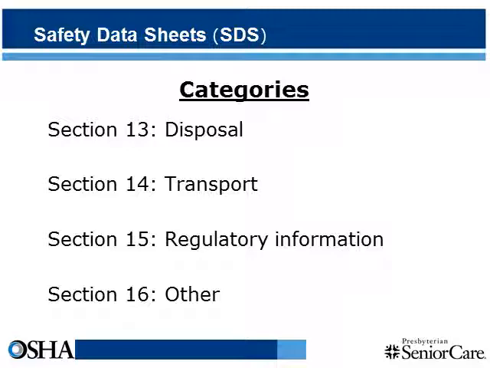Related to that is Section 13, which gives you the proper disposal methods. Section 14 doesn't apply to us too much here, but it does cover how to transport this chemical from one place to another. Section 15 is for any safety or health regulations related to the chemical. And Section 16 is a catch-all section for anything that might have been missed in the other sections.